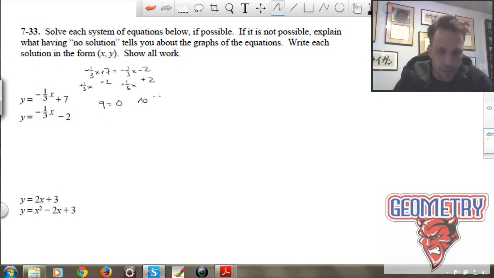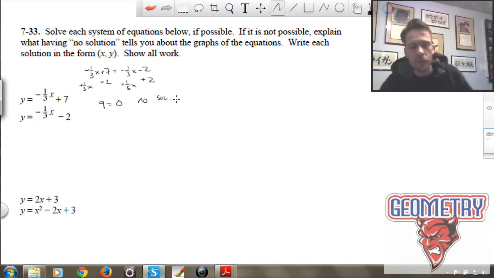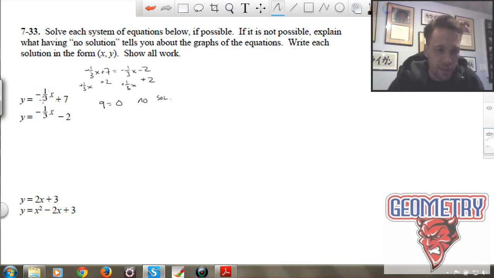And so what this actually tells us is that there's no solution between those two lines. They don't intersect because they're parallel. And you can tell that just by looking at the slopes. They both have a slope of negative 1/3 x, but they have different y-intercepts, so they're basically parallel and never going to ever touch, which is why there's no solution.